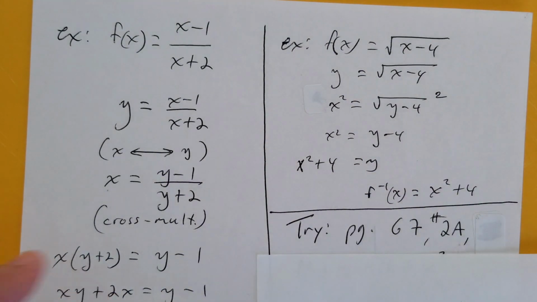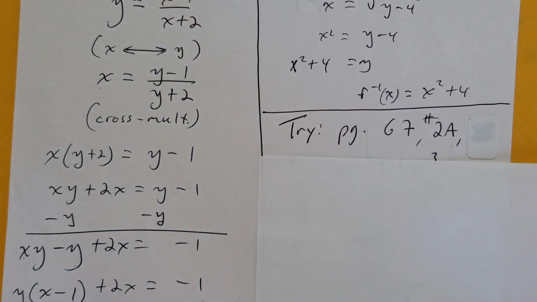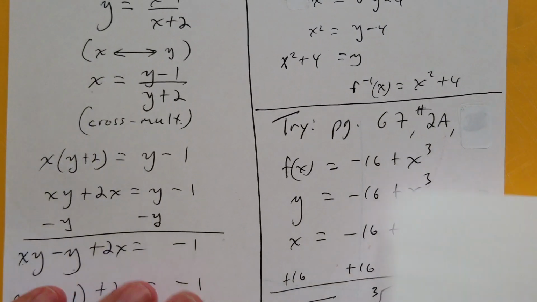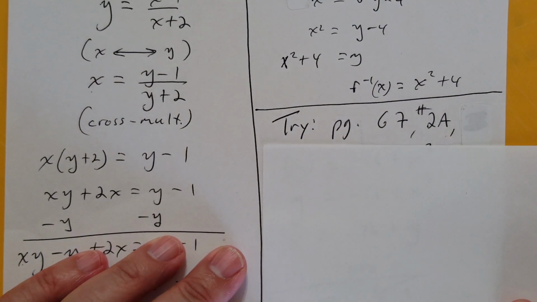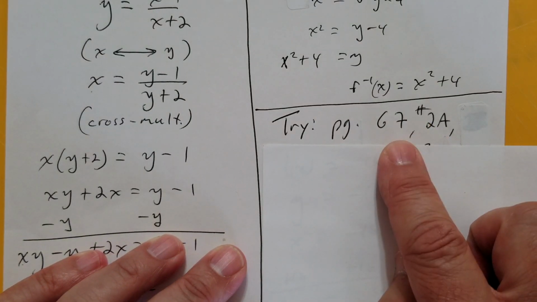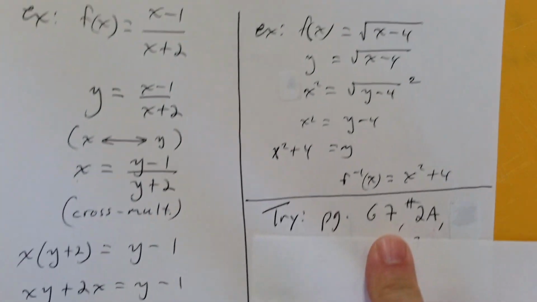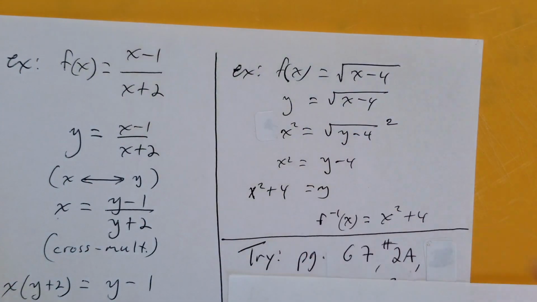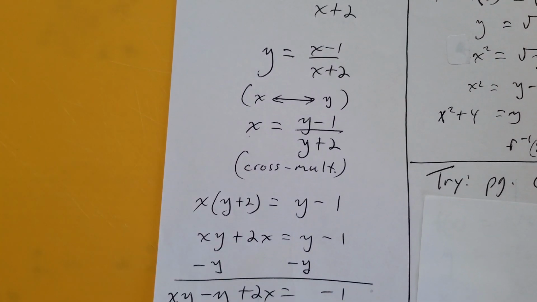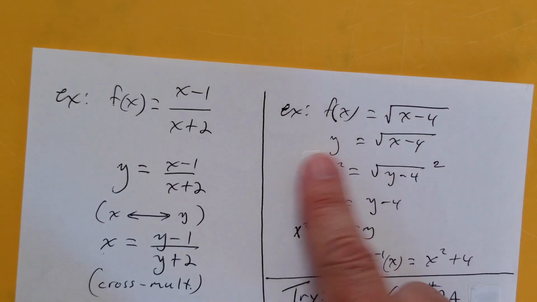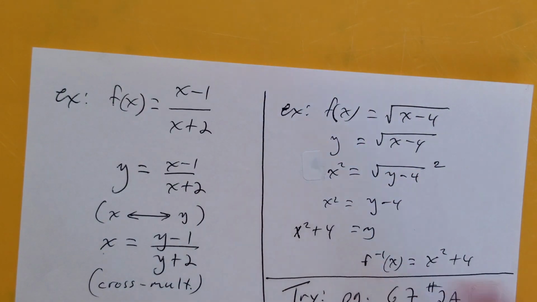Okay, so if you go to page 67, you can try 2a on page 67. So all we're doing is switching places. Notice how easy this was. Okay, so don't assume they're all going to be really long, using a lot of algebra rules. Some of them are really quick. Switch x and y and solve for y. That's basically it. And then don't forget to put the symbol in there.